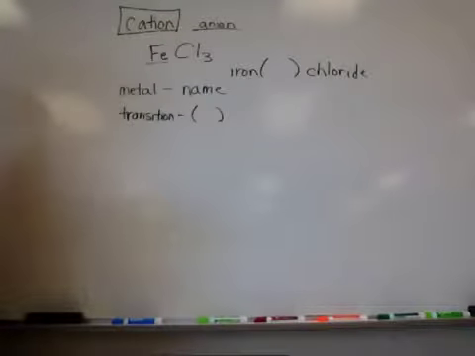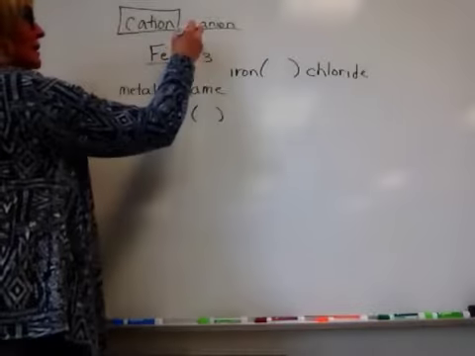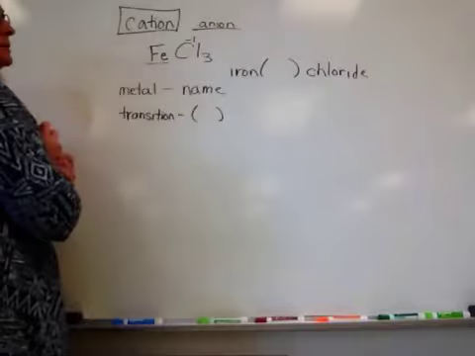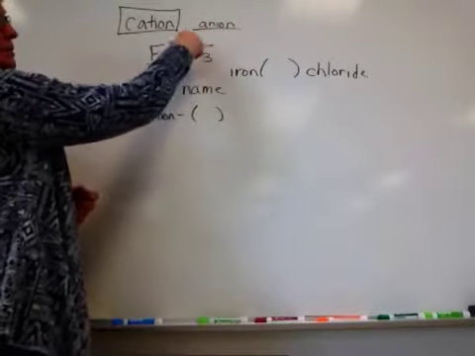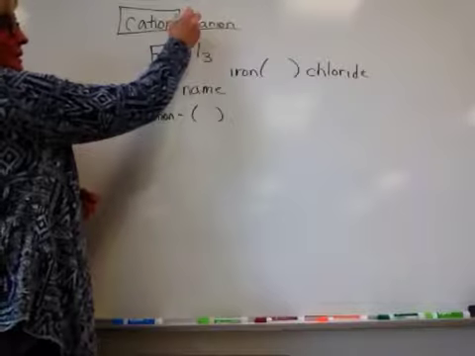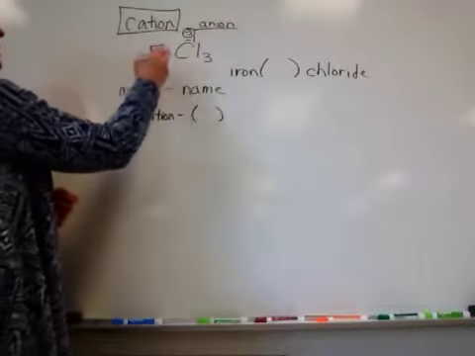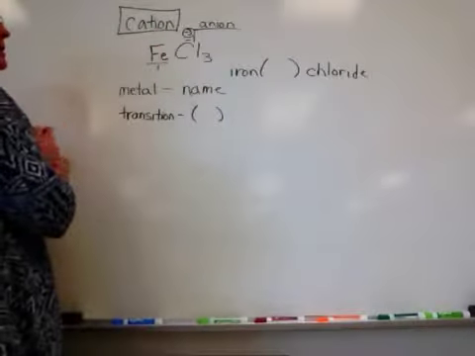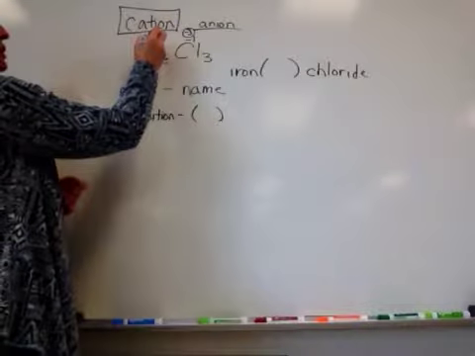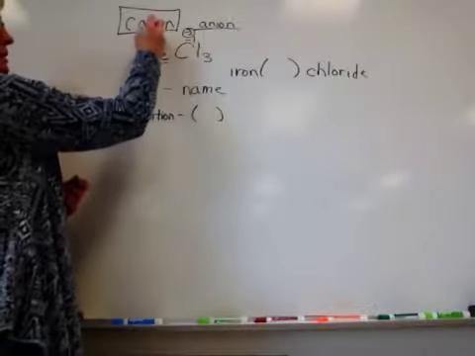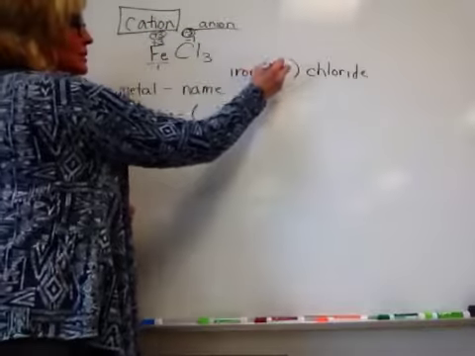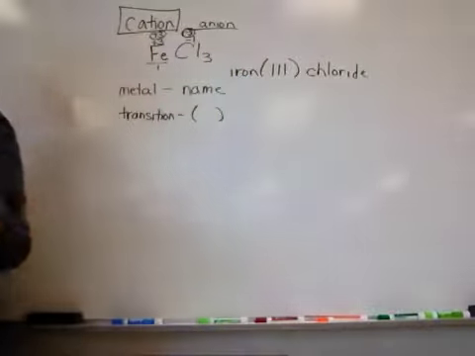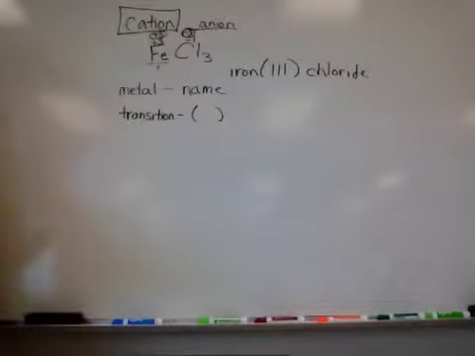To do that, what do I look at? The charge of chloride, which is -1. But I have 3 of them, so 3 times -1 gives me -3. I only have 1 iron, so it has to have a charge of +3 to balance that out. So in my parentheses goes my 3.